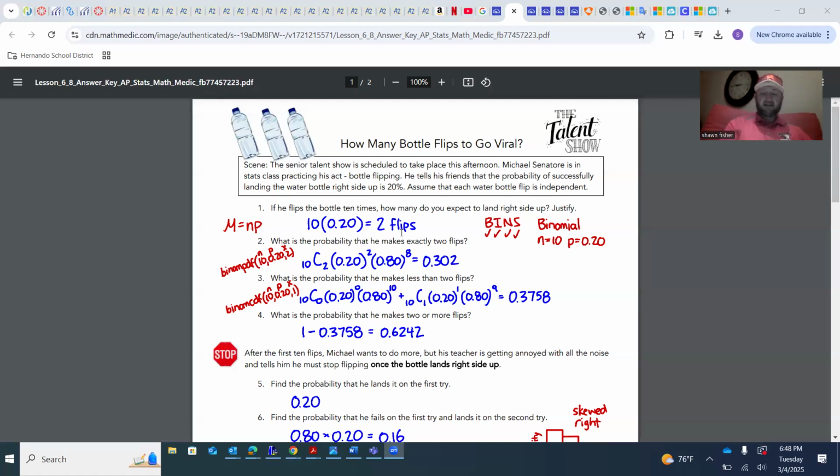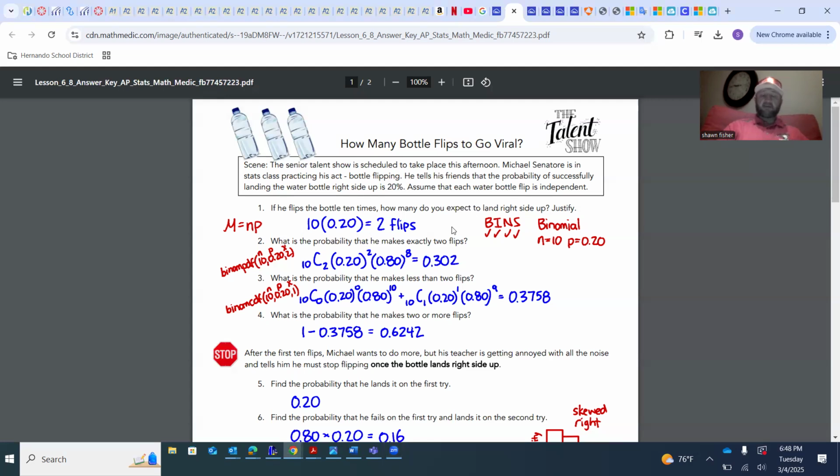So, how many bottle flips if I want to go viral? A talent show is scheduled to take place this afternoon. He tells his friends the probability of success, landing the water bottle right side up, is 20%. Assume that each water bottle flip is independent. That's big because that's a scenario to determine if it's a binomial setting and if I can use my calculator in a proper way. If I flip the bottle 10 times, how many do you expect to land right side up? In other words, give me the mean, the expected value.